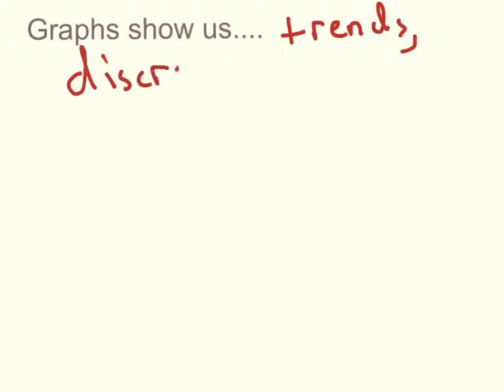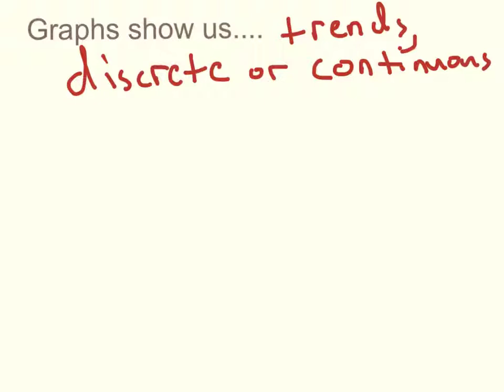Graphs show us trends in the data. It also shows us if the data is discrete or continuous, which you are all very good at now. It can also tell us important information like the y-intercept, which is where the line or the graph crosses the y-axis. So graphs can also show us very specific information. Trends, they can show us if it's discrete or continuous. They can also show us our y-intercept, among many other things.